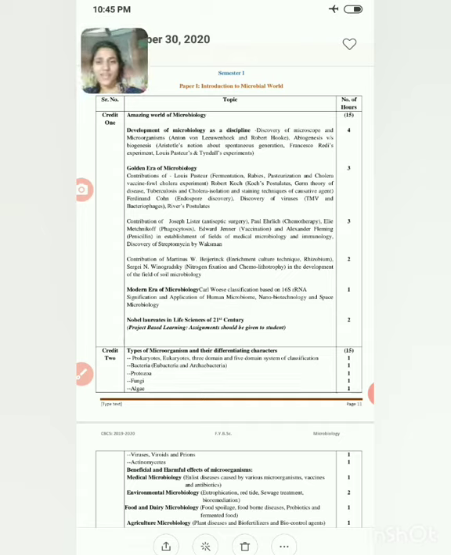Now, space microbiology is also known as astromicrobiology or exomicrobiology, and it is nothing but the study of microorganisms in outer space. Space microbiology or astrobiology efforts are aimed at understanding the origin of life and the search for life other than Earth.